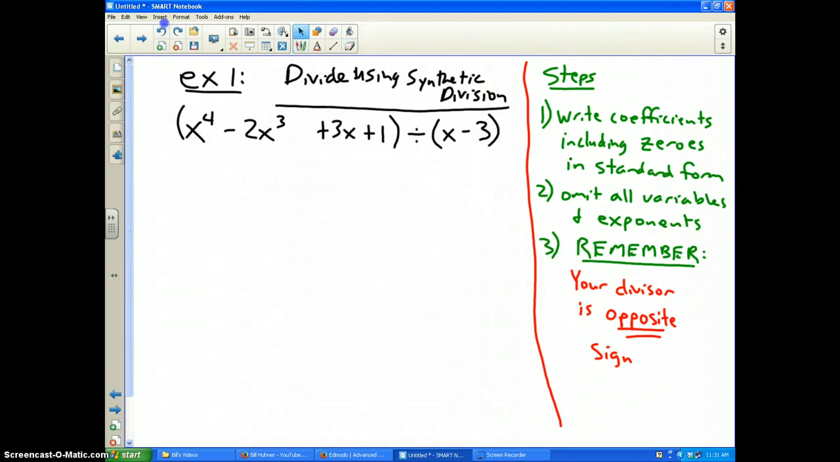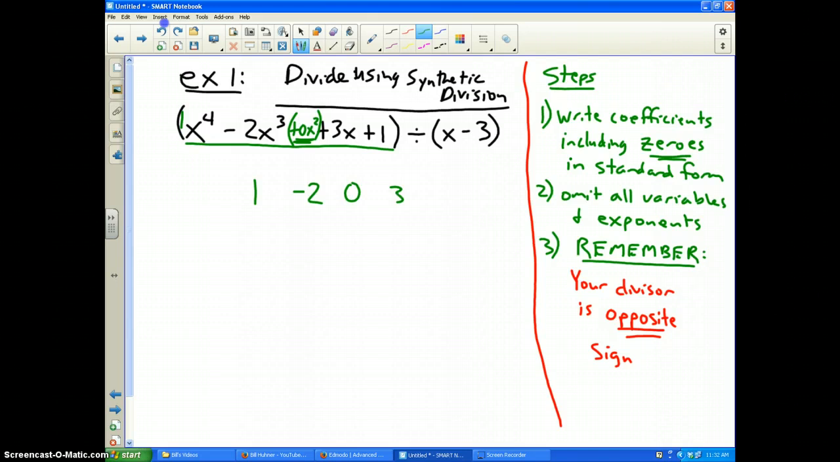Now, in order to do this, the first step is we must write the coefficients, including zeros, in standard form. You're going to notice we're missing the x squared term. So that's like having plus 0x squared in here. We need to account for that. That's what I mean when I say include zeros. So I'm going to take my polynomial and, in order, write the coefficients: 1, and then negative 2, and then 0 as my placeholder for x squared, and then the 3, and then the 1.